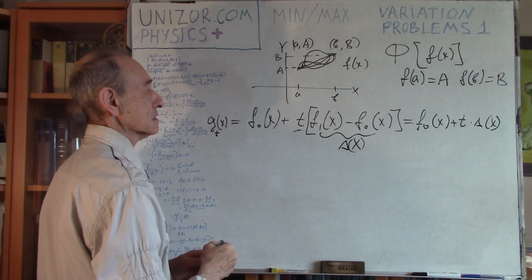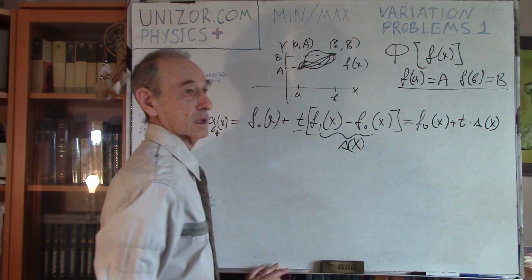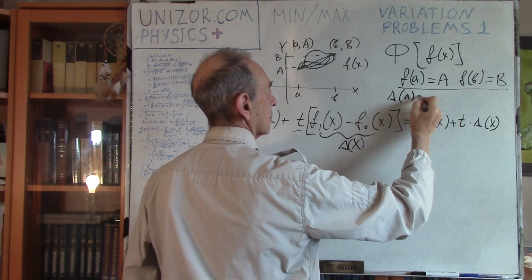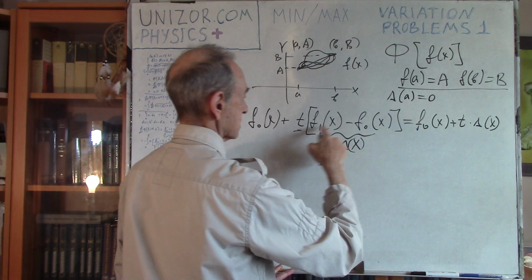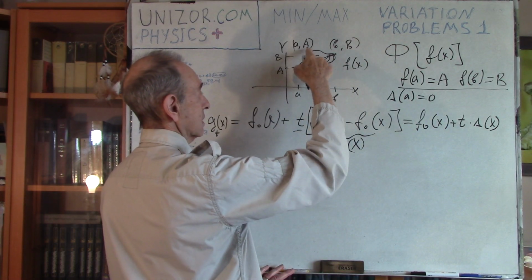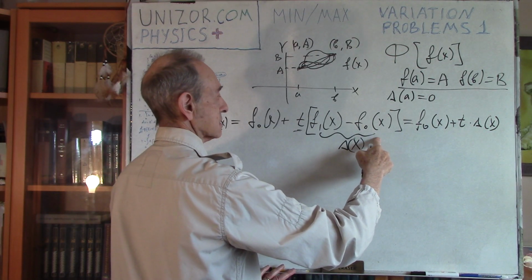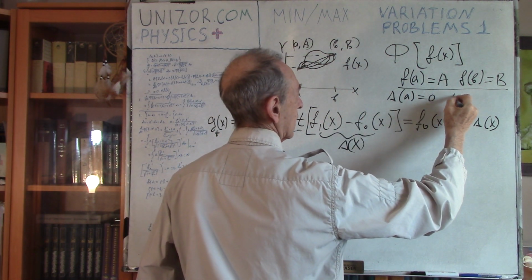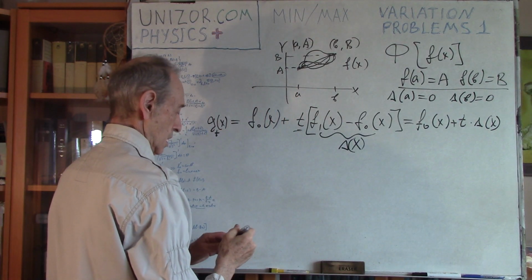The only condition is, since f1 and f0 should belong to this particular class, what is the delta of a? Delta of a must be equal to 0, because it's the difference between this function, which at lowercase a gives capital A, and this function. So they all belong to the same class. So the difference at a is equal to 0, and the delta of b, for the same reason, is equal to 0.